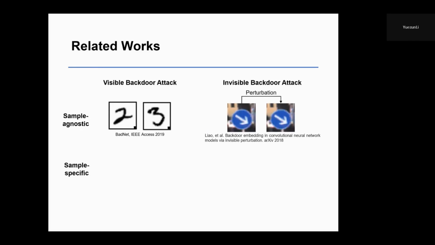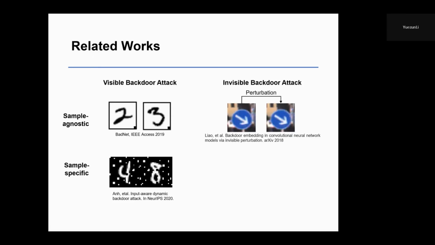The second is called invisible backdoor attack and sample agnostic. For example, this work adds an imperceptible perturbation to images. The third one is visible backdoor attack and sample specific. The trigger is different on different images, but can lead the DNN to output the same target label. But so far, the fourth category, invisible backdoor attack and sample specific, is not well studied.